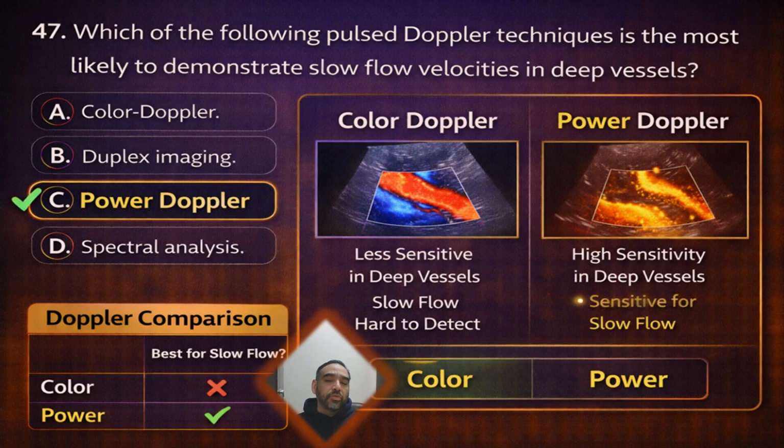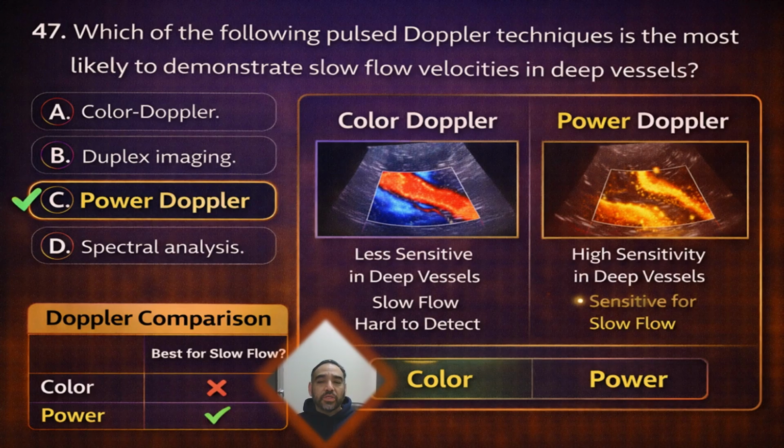Now let's look at the other answers and look at what's odd or wrong about those. A says color Doppler. So remember, color Doppler estimates mean velocity using frequency shifts. So slow flow produces very small shifts that may not be displayed well. So it's less sensitive than power Doppler for slow flow. B says the answer is duplex imaging. So just remember, duplex just means B mode and spectral Doppler. So it doesn't improve slow flow sensitivity.